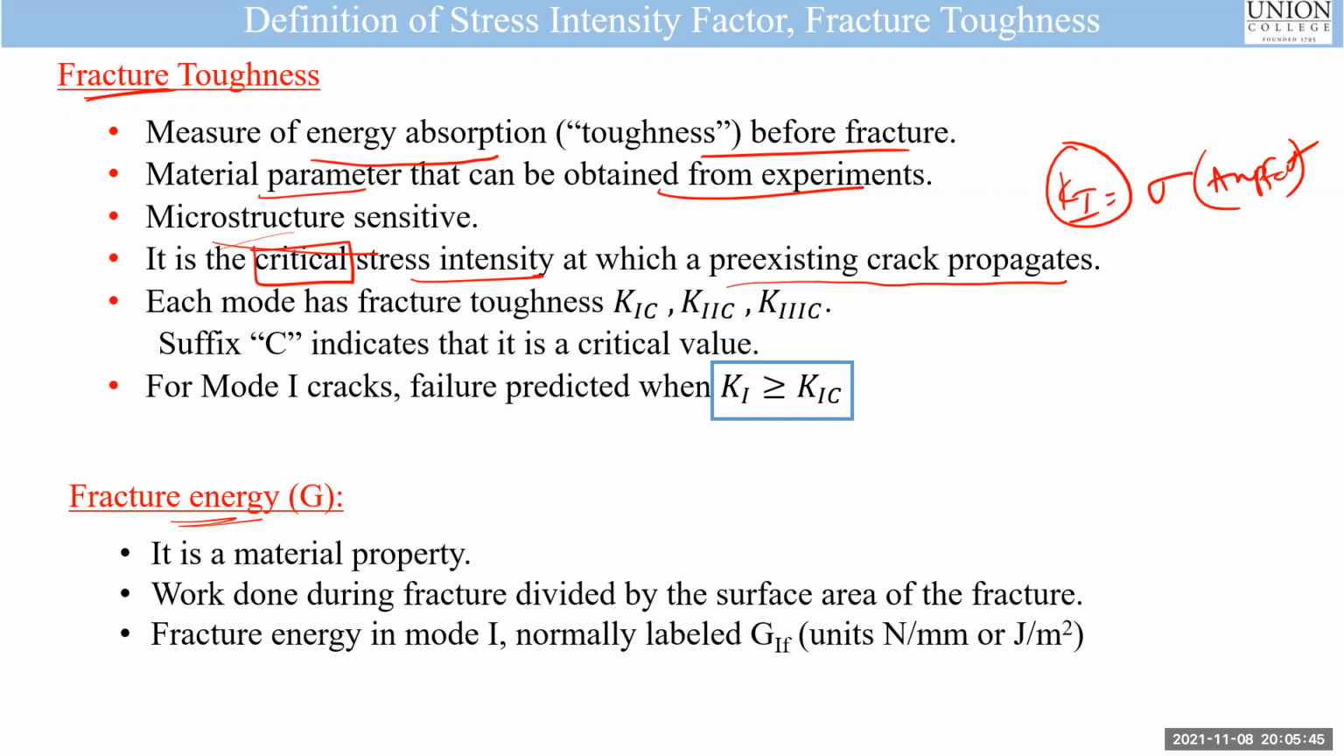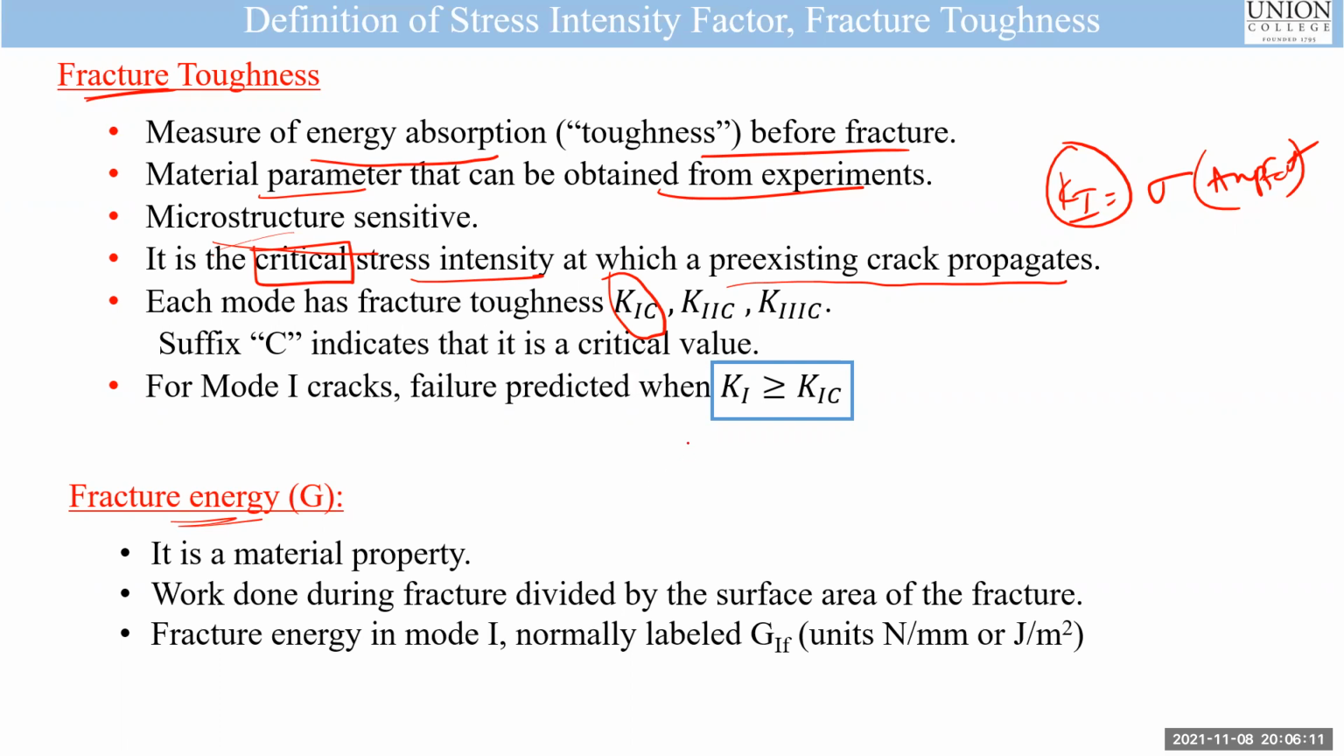So the maximum values of K1, K2 and K3 are called the fracture toughness, the critical values, and we use the C to denote that those are critical values. So each mode has a critical value. K1C is for the most dangerous mode, and these are listed in a material database. Any material database will have K1C, K2C, K3C. They refer to the opening, sliding, and tearing modes, the maximum values.